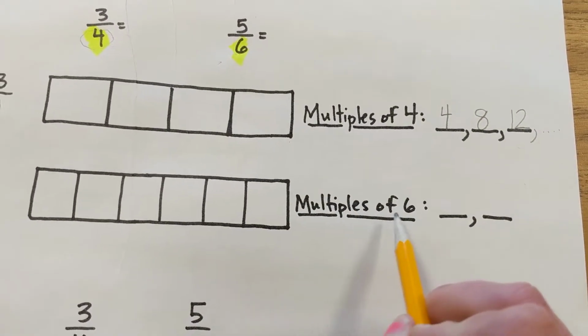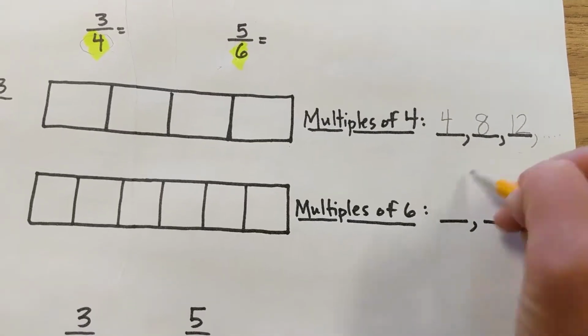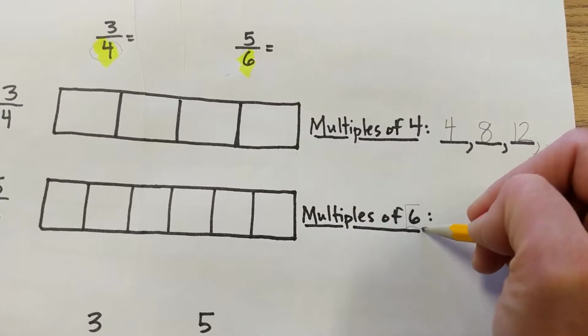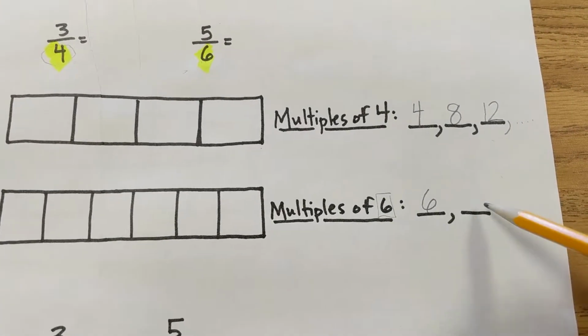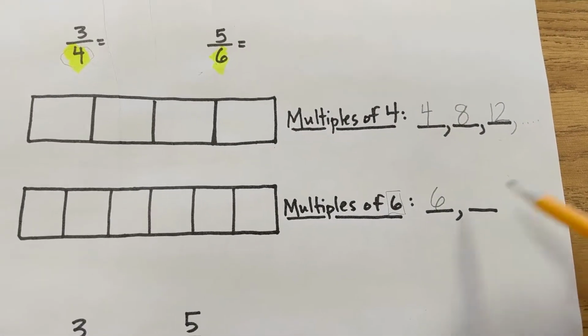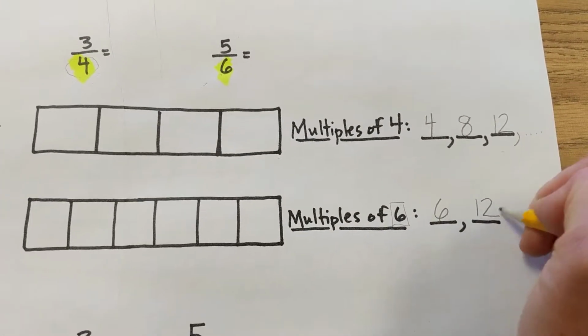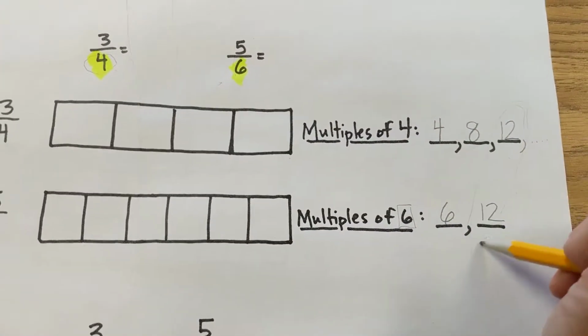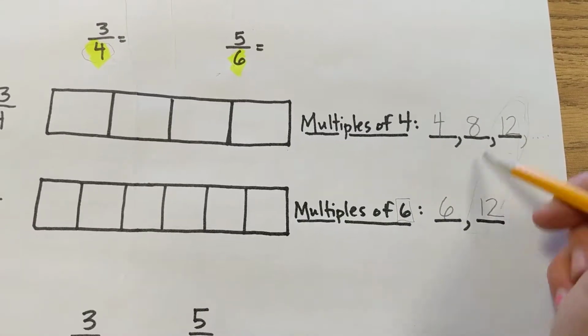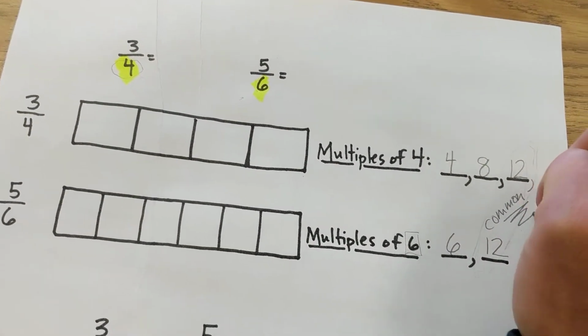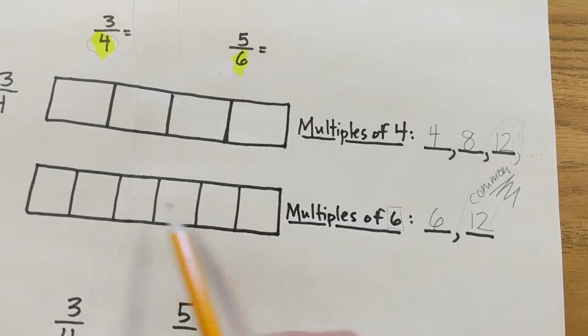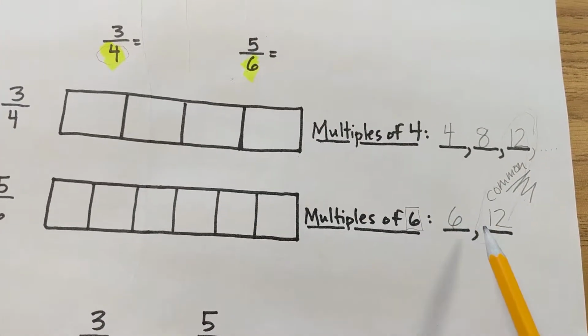So now I'm going to go to the multiples of 6 and start listing those. Does it start with 4? No, it starts with the number we're working on, 6. Okay, 6 times 1 is 6. Now I double that. And I'm at 6 times 2, which is 12. Cha-ching! There it is. Oh my gosh, these are common. This is going to be our common denominator.